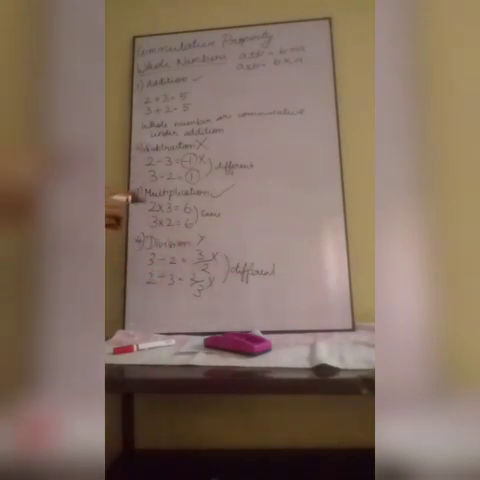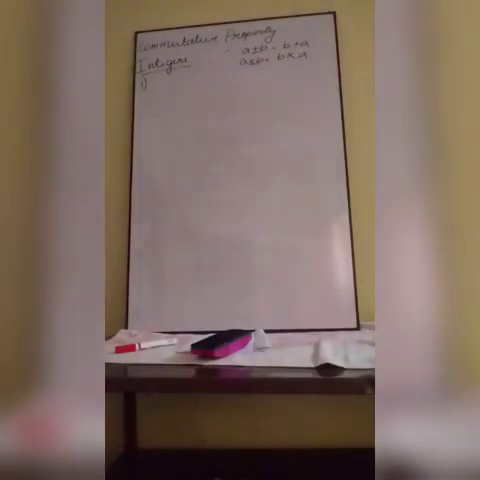So it is not commutative under division. Whole numbers are commutative under addition. Whole numbers are not commutative under subtraction. Whole numbers are commutative under multiplication. Whole numbers are not commutative under division. Understood the property? Next, the commutative property for integers.